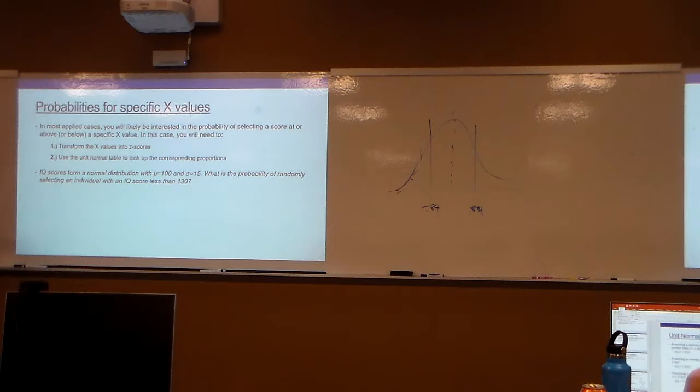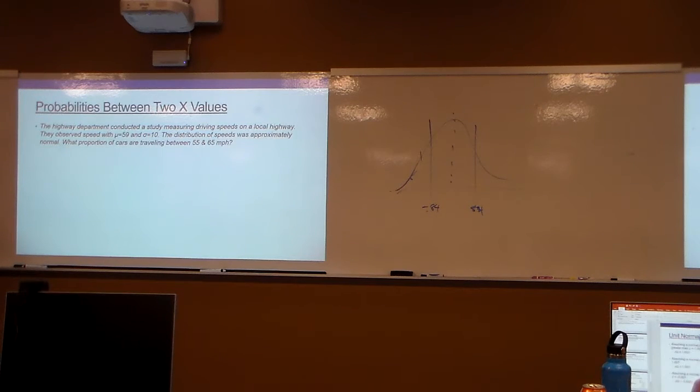So what's my probability? What's the likelihood of me randomly selecting someone with an IQ less than 130? 0.0228, or no, sorry, 0.972. Yeah, almost 98% likelihood. It's going to be very, very rare for me to randomly select someone with an IQ score of 130 or greater, right? So we're just going backwards with that.